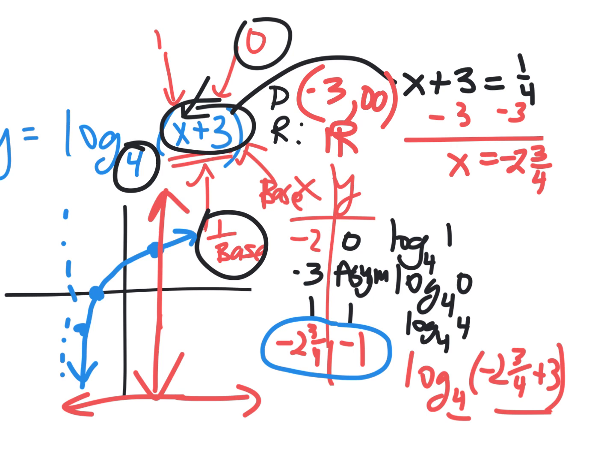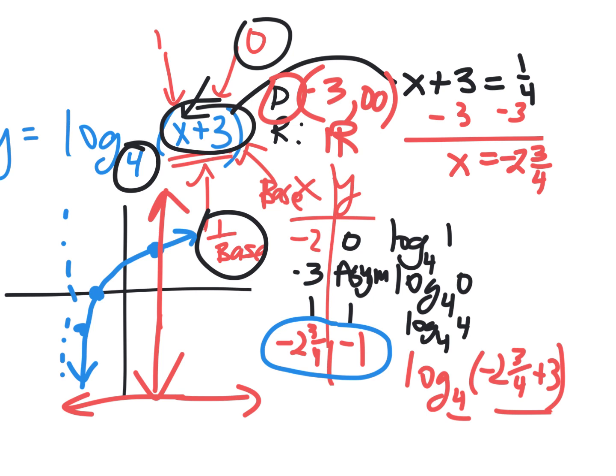Yes? What kind of situation would the range not be all reals on a logarithm graph? On a logarithm graph, it would be very unusual. I can't think of a situation. That's probably because it's the domain. Remember how these switch? Yeah, when you find the inverse, then the range is not. So the domain of an exponential becomes the range of the log.